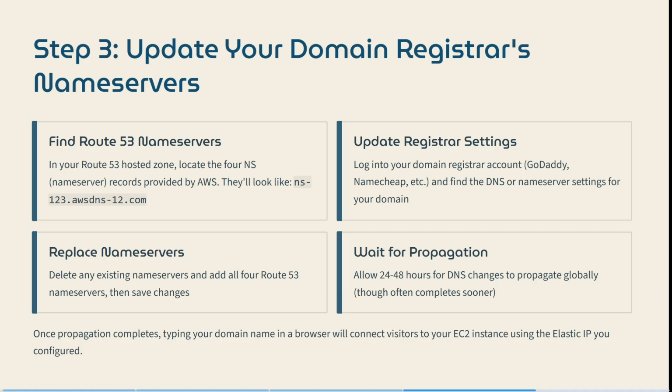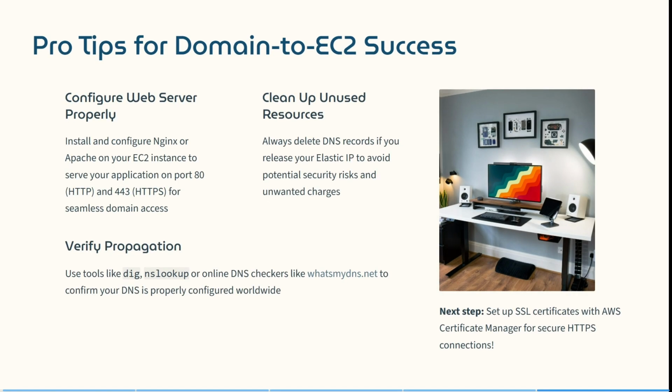Now you need to wait for it to propagate. So you can allow for 24 to 48 hours for your DNS changes to propagate globally. It often does complete sooner, but do give it this amount of time. Once propagation completes, typing your domain name in a browser will connect visitors to your EC2 instance using the Elastic IP that you've configured.